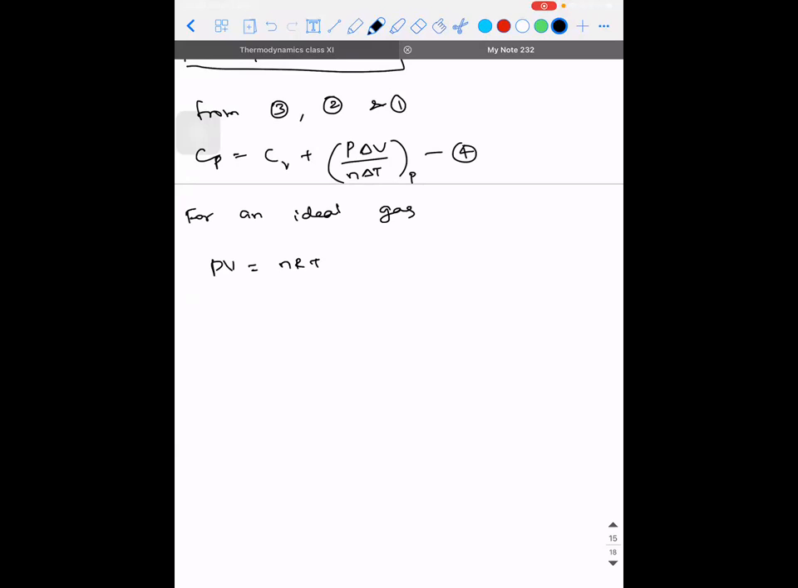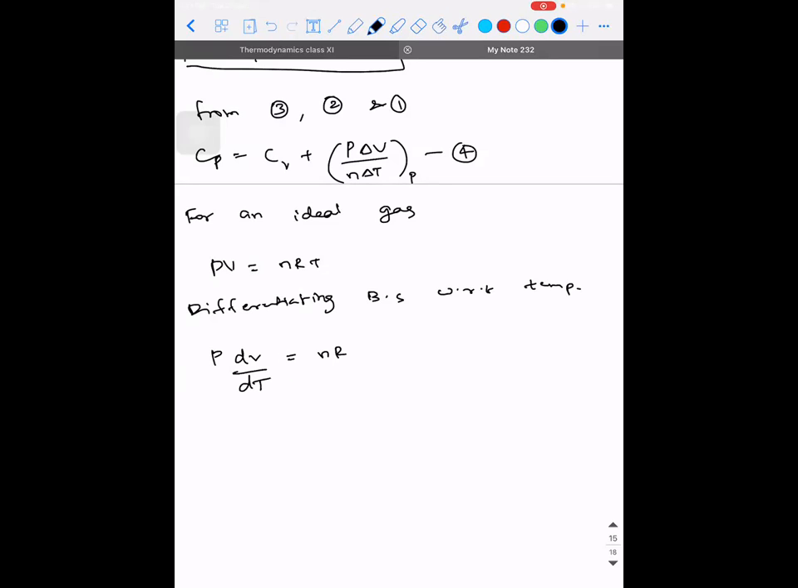Okay. Now, differentiating both sides with respect to temperature, can I write it as PdV plus VdP is equal to nR into dT, or I can write P dV by dT is equal to nR. Both mean the same. Are you guys able to understand?